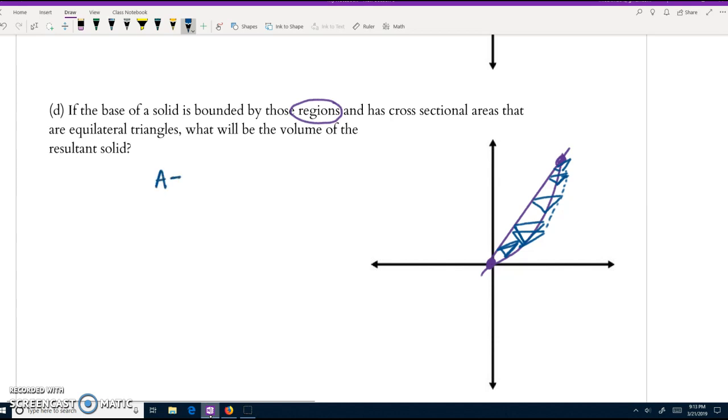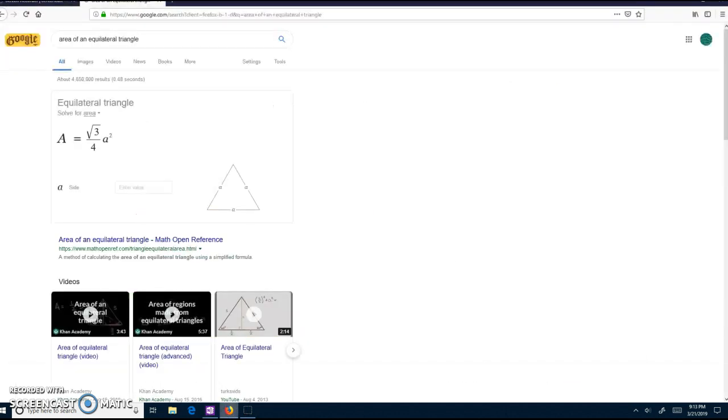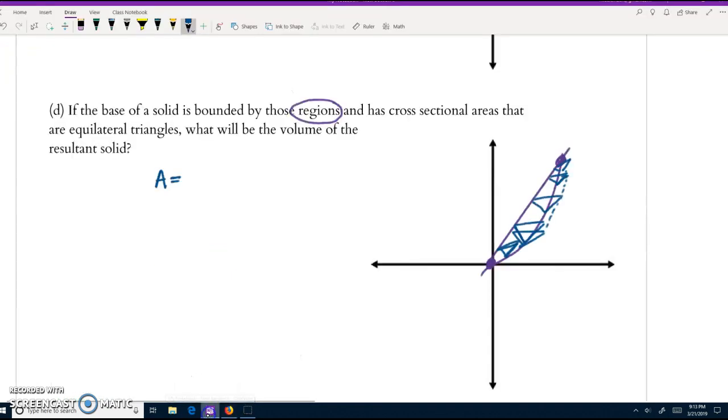So the area of an equilateral triangle isn't one that we necessarily have memorized. So what I recommend is if you go to Google and search area of an equilateral triangle, you can just find some of your formulas there. So it's going to be root 3 over 4, where a is your side length. So we've got root 3 over 4 times our side length squared. That's the area of an equilateral triangle.